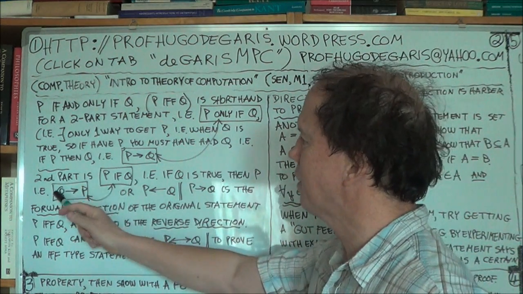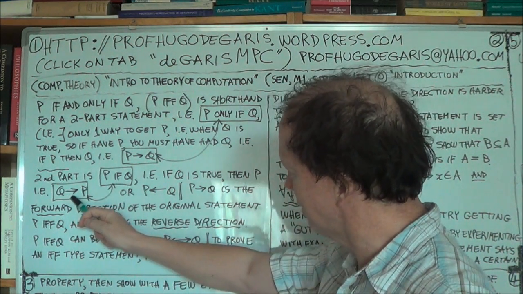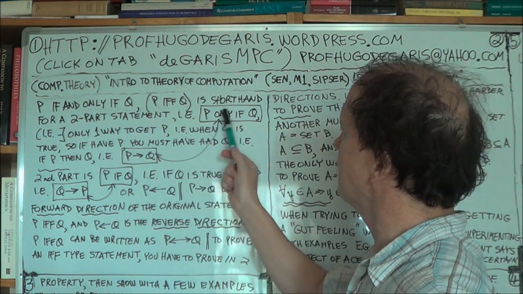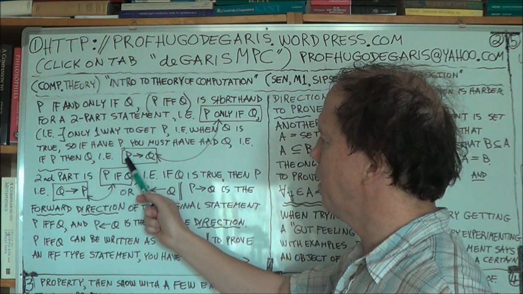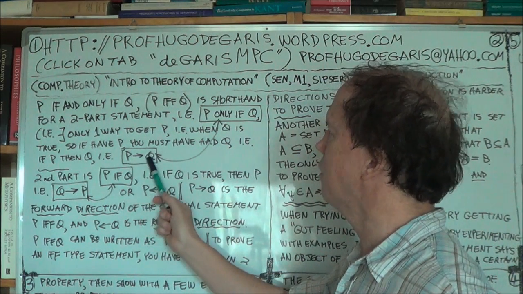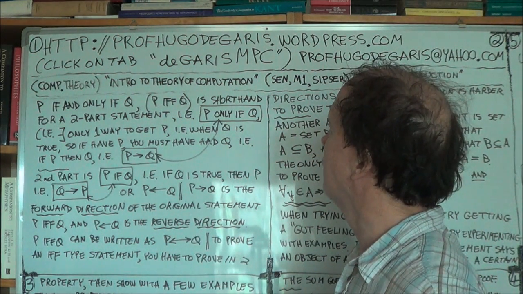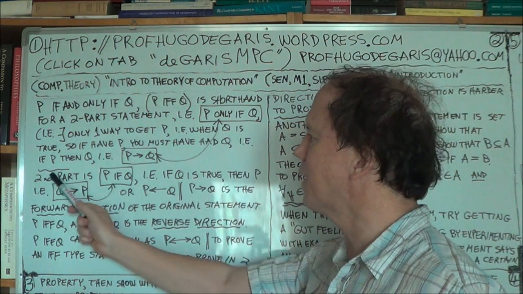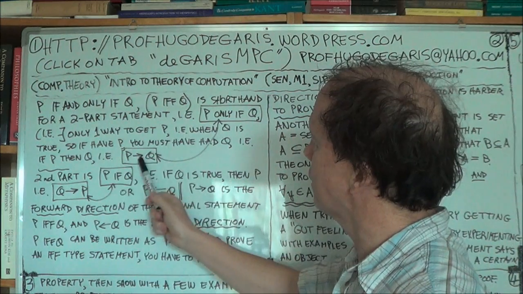Alright, let's think of it, because the alternative is this. An equivalent way of writing "P only if Q" is just P arrow Q. So if P is true, then Q is true. So if you got P, you must have had Q. Now the second part is just the "if".